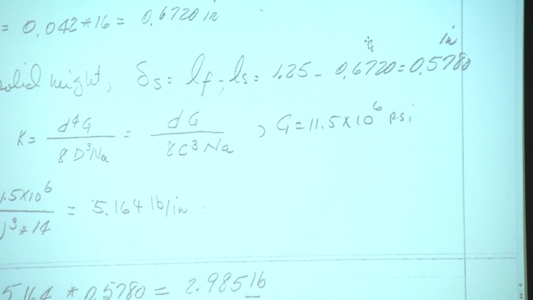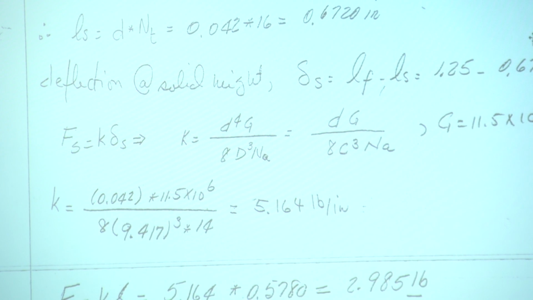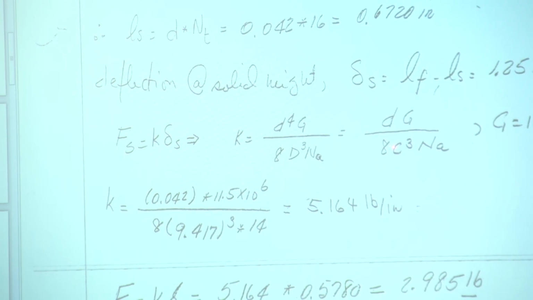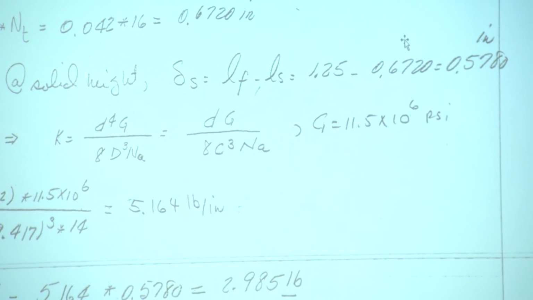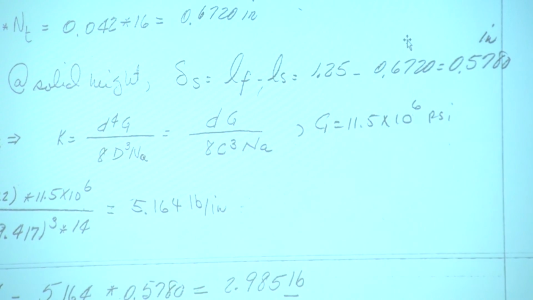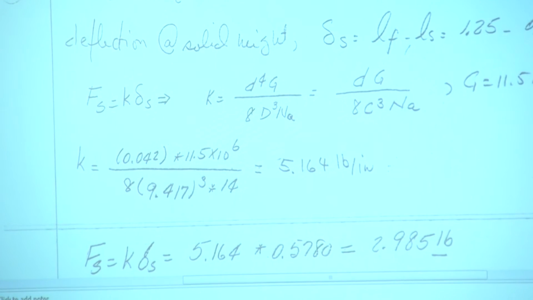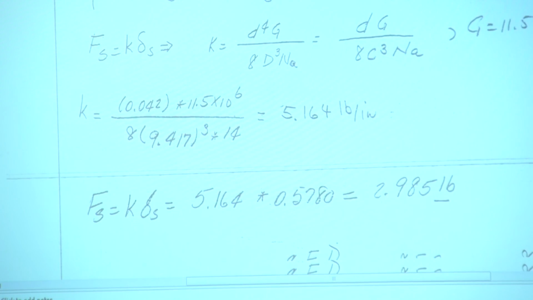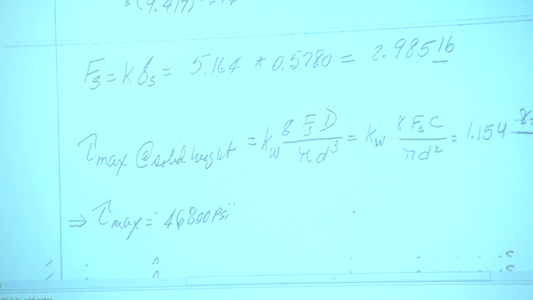The solid force is equal to K delta S, where K is calculated according to the equation that we came up with last time. This is in terms of the two diameters. That's in terms of the spring index. They're both exactly the same. For steels, that's the value of the modulus of rigidity, 11.5 times 10 to the 6. So we calculate K. We have everything here. We calculate K, 5.1. And then you multiply that by the deflection at solid height, which we just calculated, and you find a force of approximately 3 pounds is required to take this spring to its solid height.